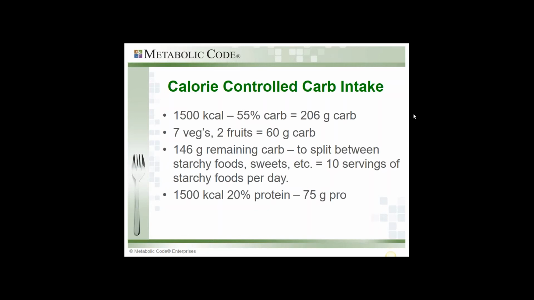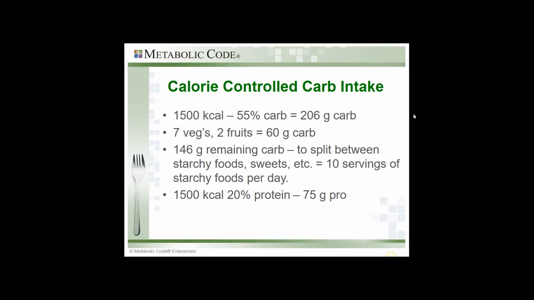day. Now, let's assume that the person is going to eat healthy, and they're going to have a lot of vegetable servings, and they're going to limit their fruits, because we know that they're a little bit more high glycemic than non-starchy vegetables, but they're still a healthy food. That will give you about 60 grams of carb. So with that 146 grams remaining, if you split that between your starchy foods and those higher glycemic index and load foods like some sweets, but we're going to control the amount, that means they would have about 10 servings of that type of food per day.